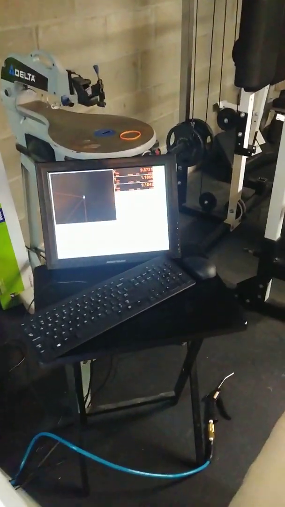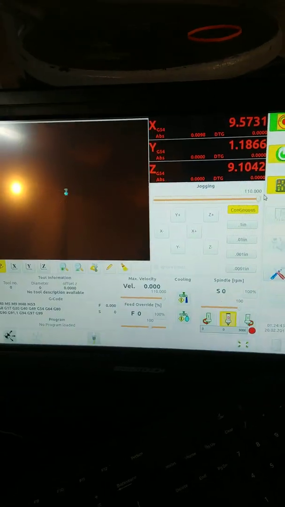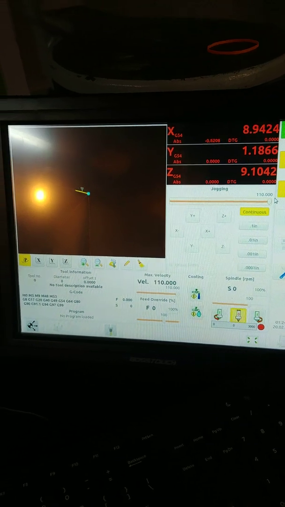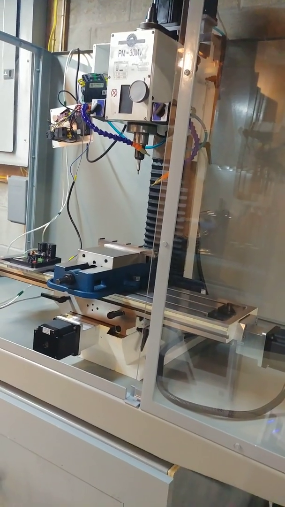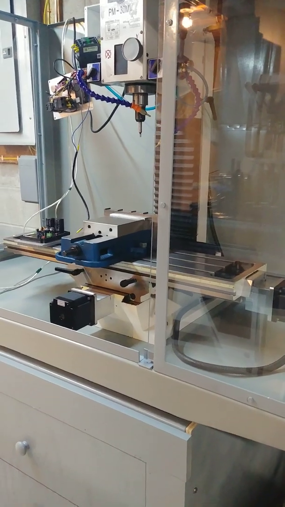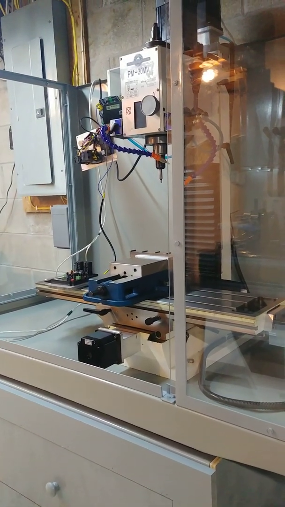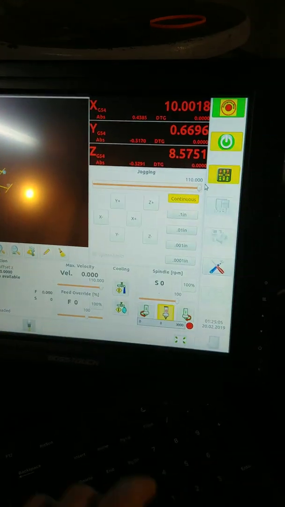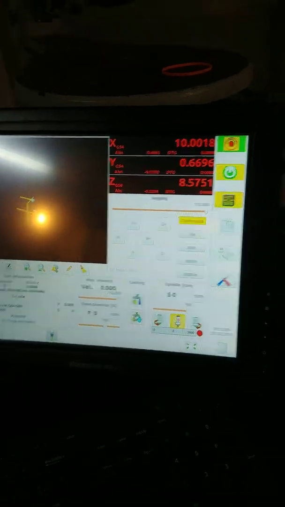So I am using LinuxCNC to control my PM30. I still have control on all three axes, and I'll show that a little in here. So Z down, X negative and positive, and Y, it's moving at around 110 inches a minute. I can get around 200 inches a minute, but I don't really have a need for that. I also have functionality on my mist coolant on and off.